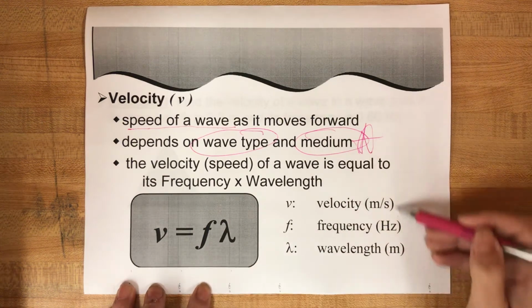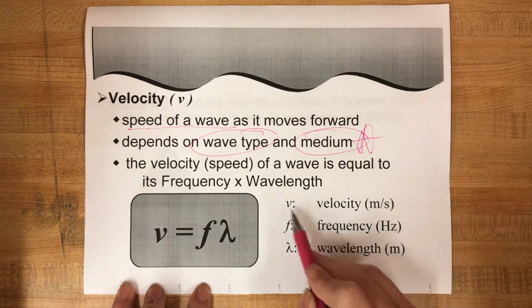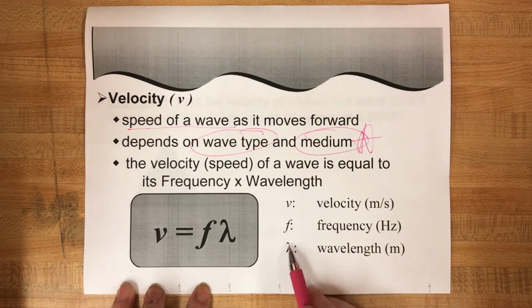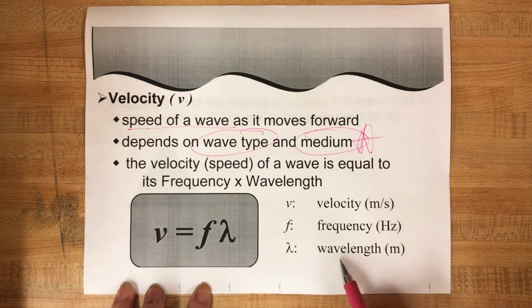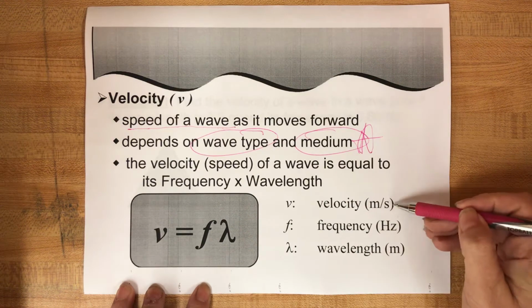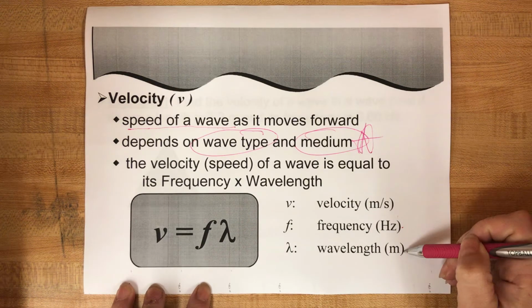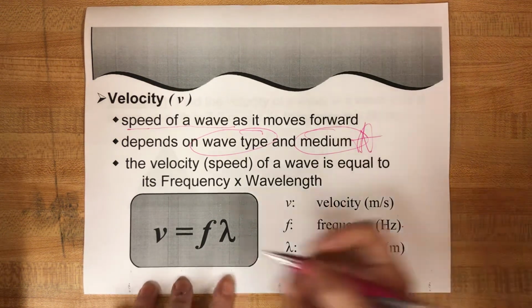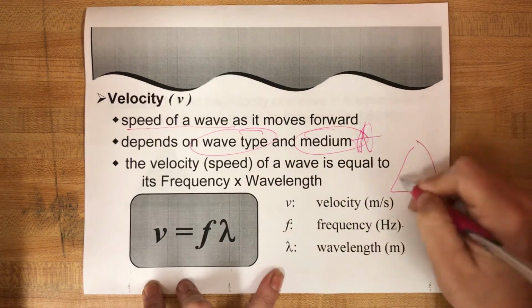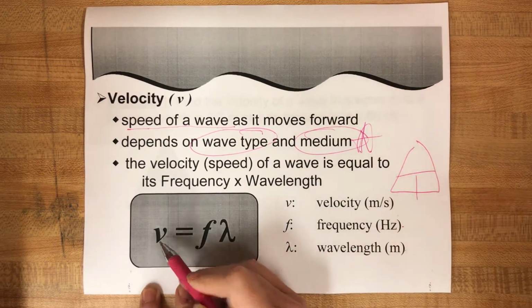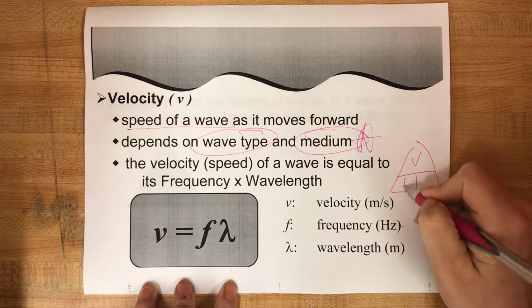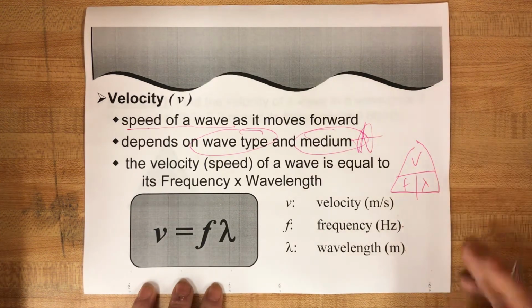Now you've got to know your units for things. V is velocity, F is frequency, the upside down Y thing is wavelength. Velocity is meters per second, frequency is hertz, wavelength is meters. Then we do what we always do with equations, our triangle. V is already by itself, so it goes on top with frequency and wavelength on the bottom.